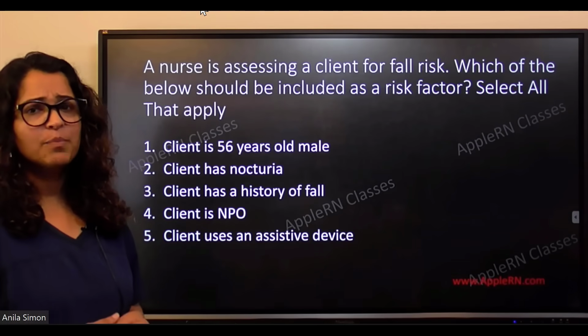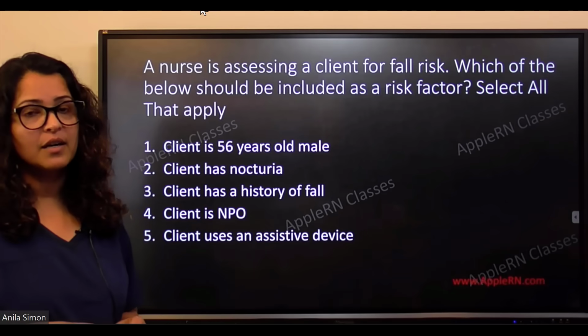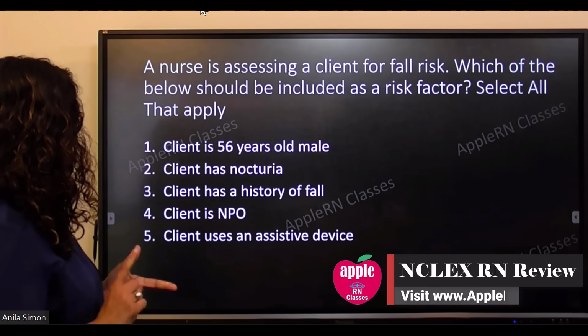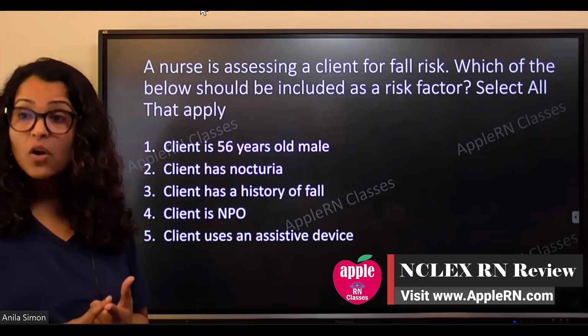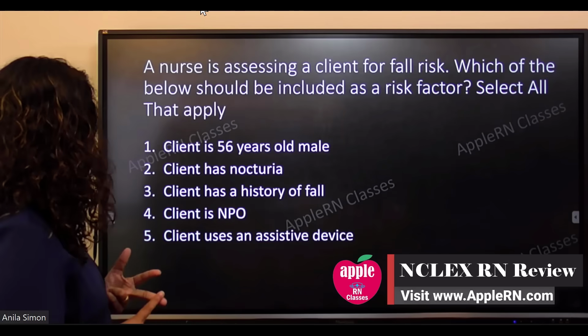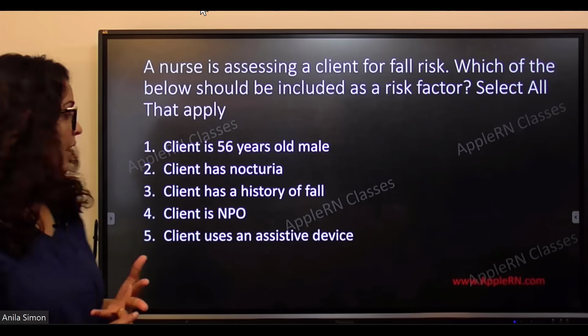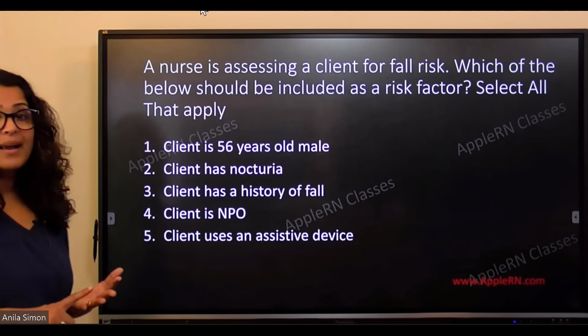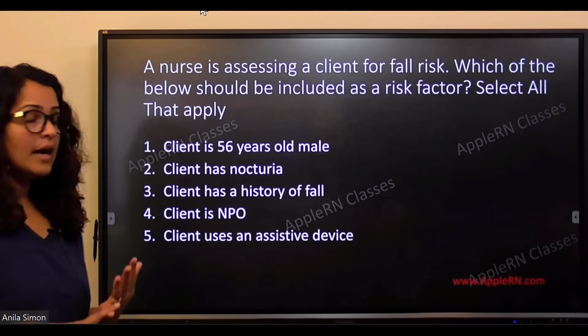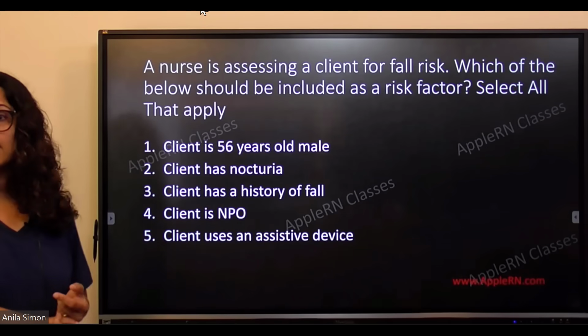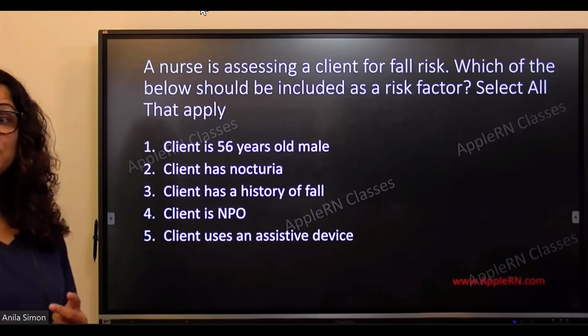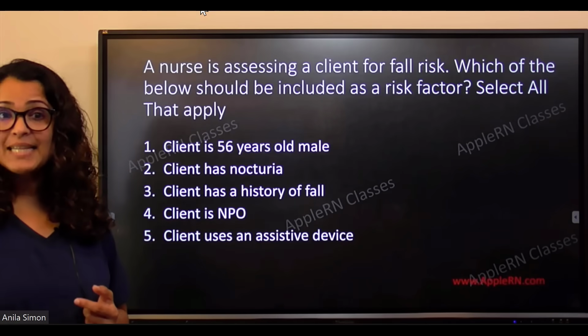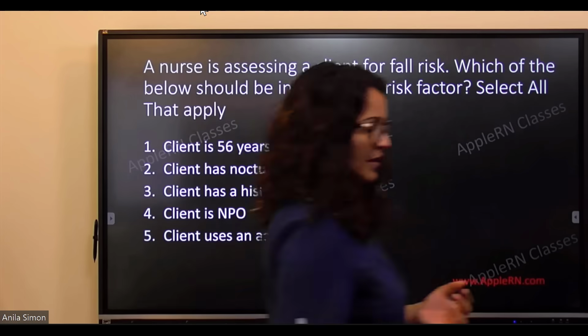Okay, it's in the risk reduction area. So a client who is 56 years old and male, a client who has nocturia, a client with a history of fall, a client who is NPO, and a client who uses an assistive device. Which one would you say is at risk for a fall?